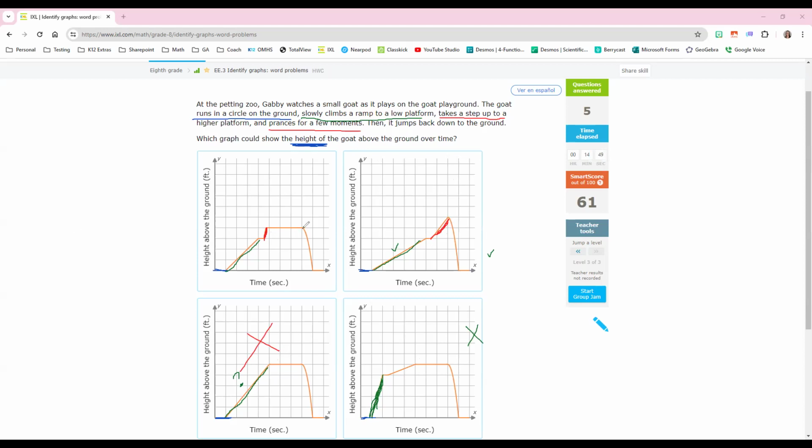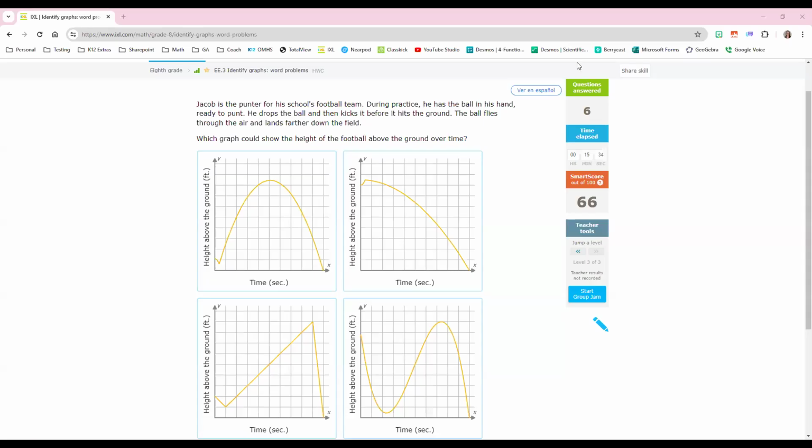And then it says he prances around. So that means his height would be staying the same. This one right here is the only one that shows him staying the same and prancing around. So even though I liked that increase, I don't like that one doesn't have it. So I think we found our winner, but let's still finish it off. And then it says he jumps back to the ground. So he decreases back to the ground. All right. A, this first one here is the one that fully and best matches our story.